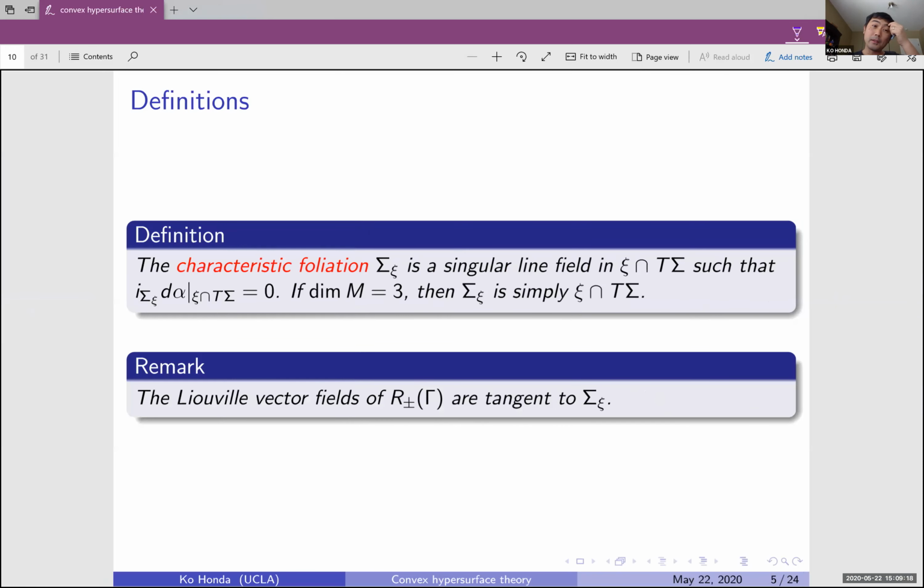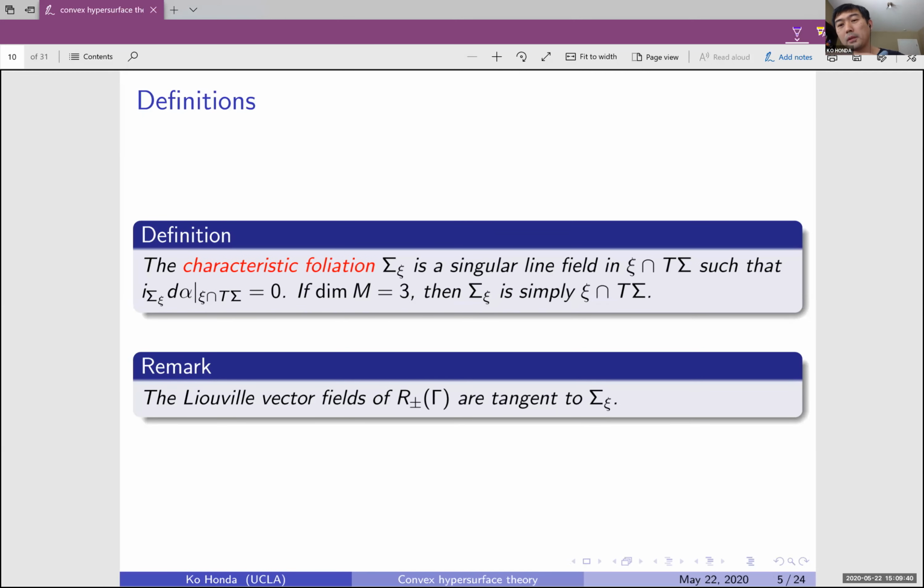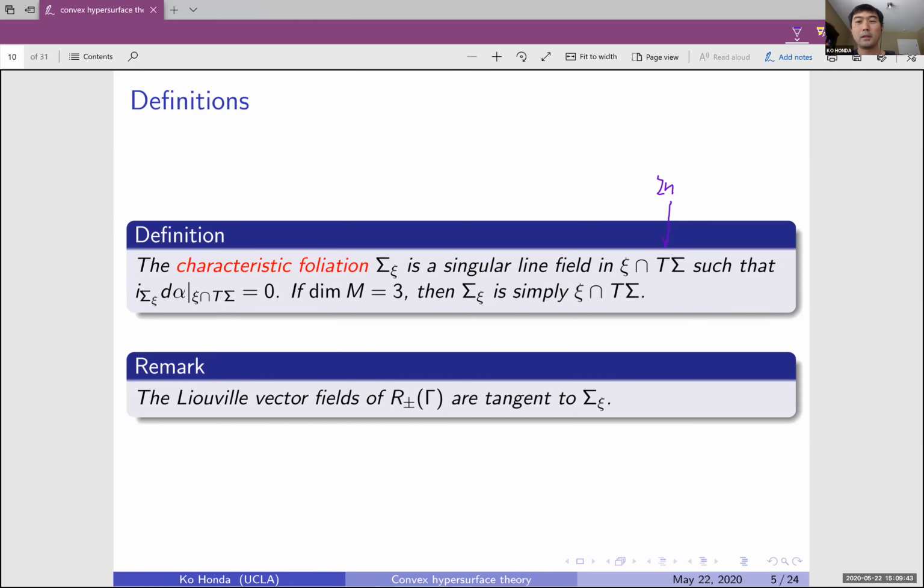The other thing you need to know is the characteristic foliation. The characteristic foliation, denoted sigma sub C, is a singular line field in C intersect T sigma. Let me explain a little bit. Sigma has dimension 2n, so at a point T sigma has dimension 2n. C has dimension 2n, as rank, at a point. And generically, their intersection is 2n minus 1 dimensional. So hold on.